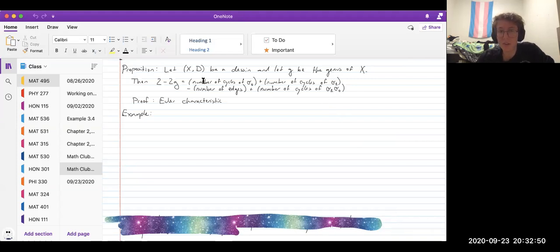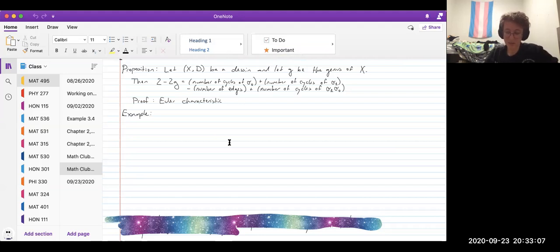The number of vertices is obviously the number of cycles of sigma 0 plus the number of cycles of sigma 1, because there's exactly one cycle in sigma 0 for each white vertex, and exactly one cycle in sigma 1 for each black vertex. So that's how the proof works out.